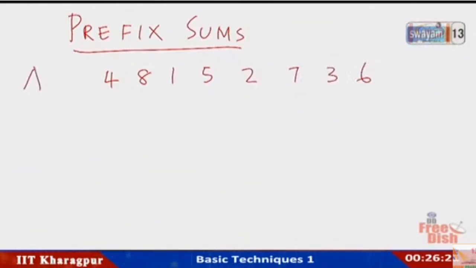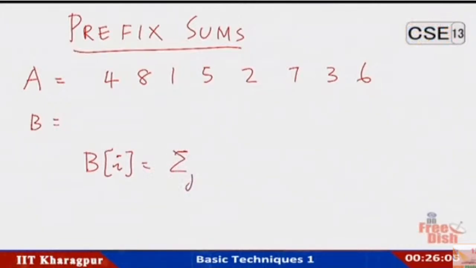This is array A. What is needed is to compute an array B. The array B has to be computed so that the ith location of B will contain the sum of the first i locations of A.